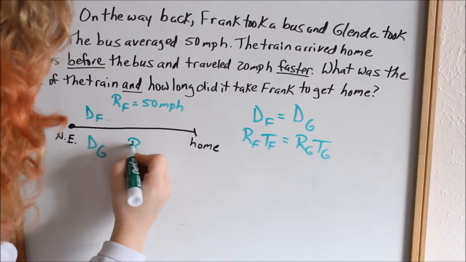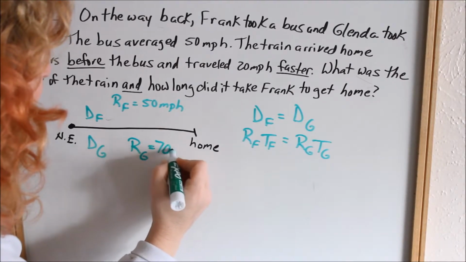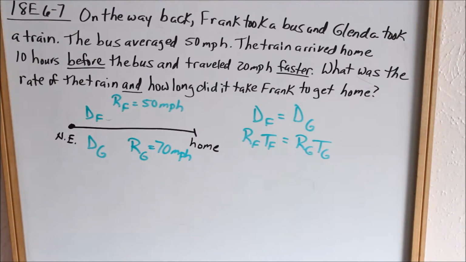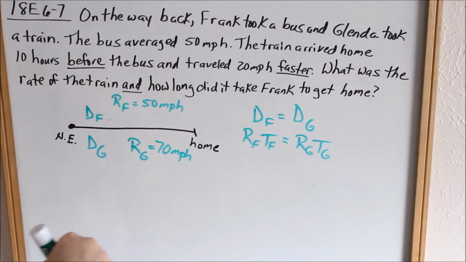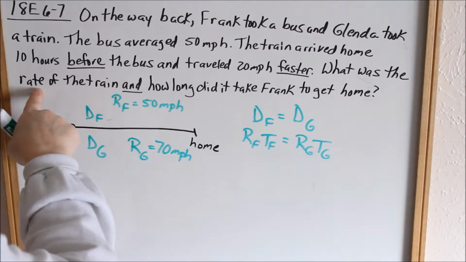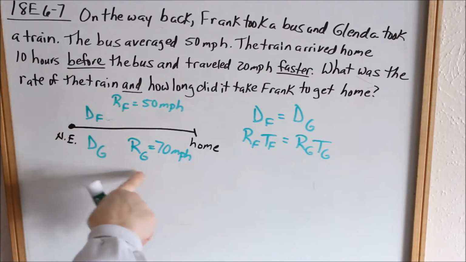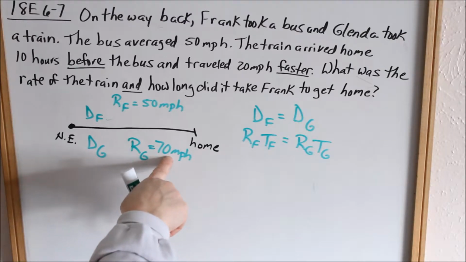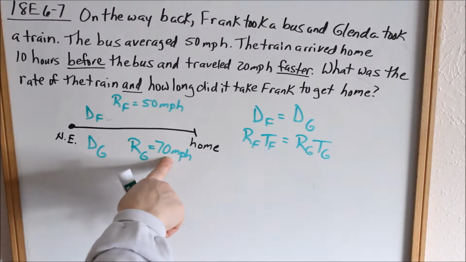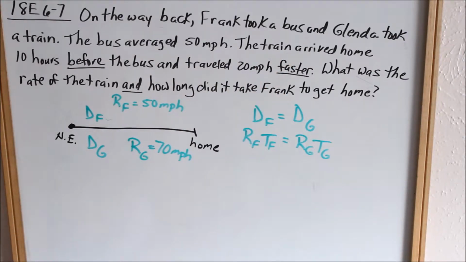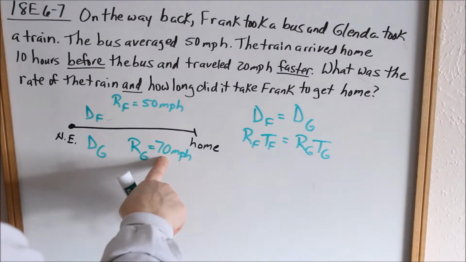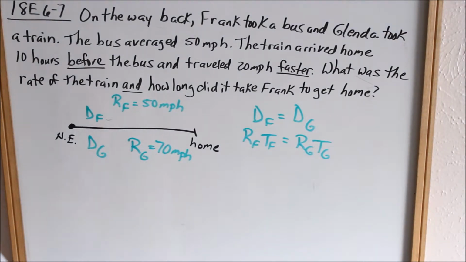So Glenda went a rate of 70 miles an hour. Okay, now you get to what was the rate of the train and how long did it take Frank to get home. Okay, so we already answered what was the rate of the train because we just said that. Glenda went 70 miles an hour. So that was one of your questions. Okay, what was the rate of the train? The train went 20 miles an hour faster than the bus. So the rate of the train was 70 miles an hour. Okay, then the other question is, how long did it take Frank to get home?